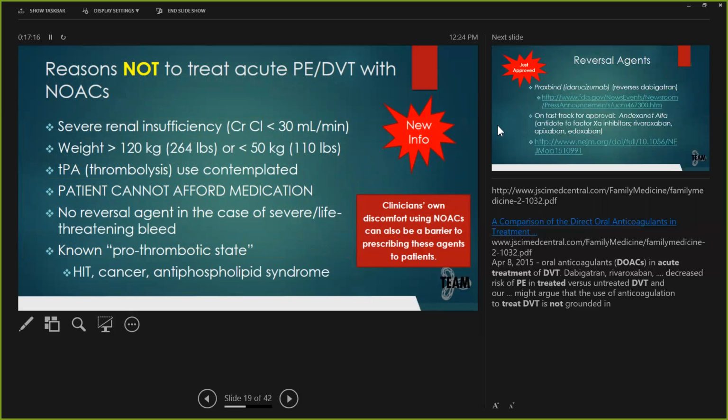Are there reversal agents for those other 3? I know Xarelto... We'll talk about that.